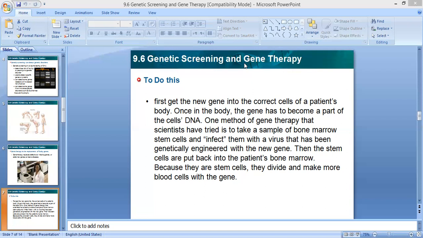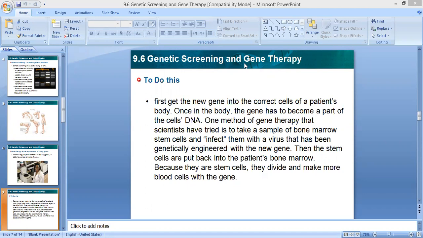فهذا الفيروس اللي فيه النيو تي ان اي مع النيو جين it will infect the stem cells, then the stem cells are put back in the patient's bone marrow عشان هدول stem cells they have the ability to divide and differentiate. They divide and make more blood cells with the gene, يصيروا يعملوا division يطلعوا blood cells فيهم هذا الجين.